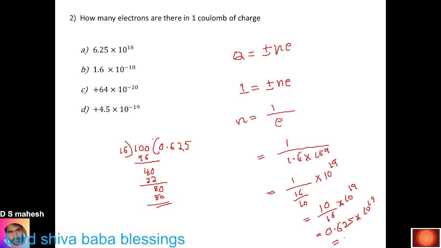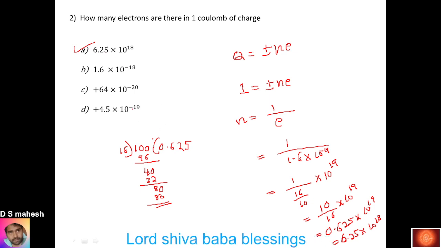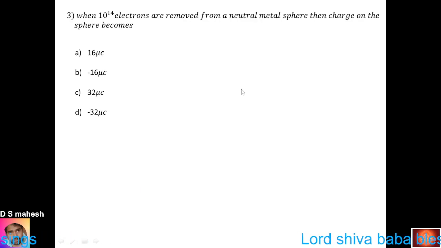So this can be written as 6.25 into 10 to the power of 18. So the correct option is 6.25 into 10 to the power of 18. As you already know, the formula which you need to remember is Q is equal to plus or minus n into e. Let us go on to the next question.